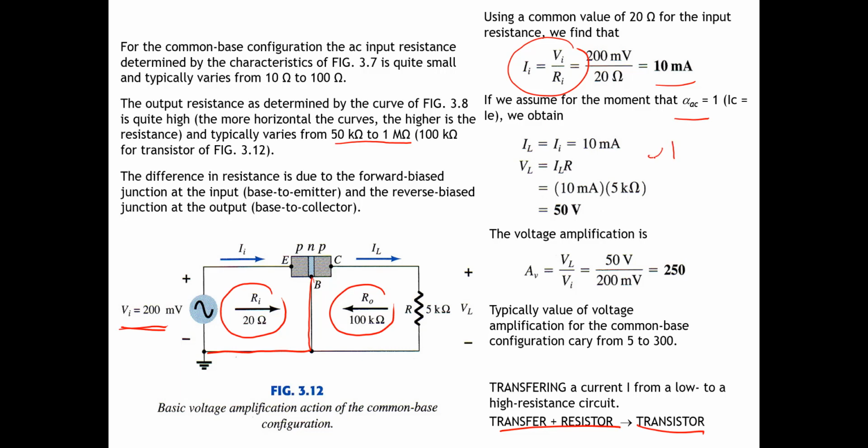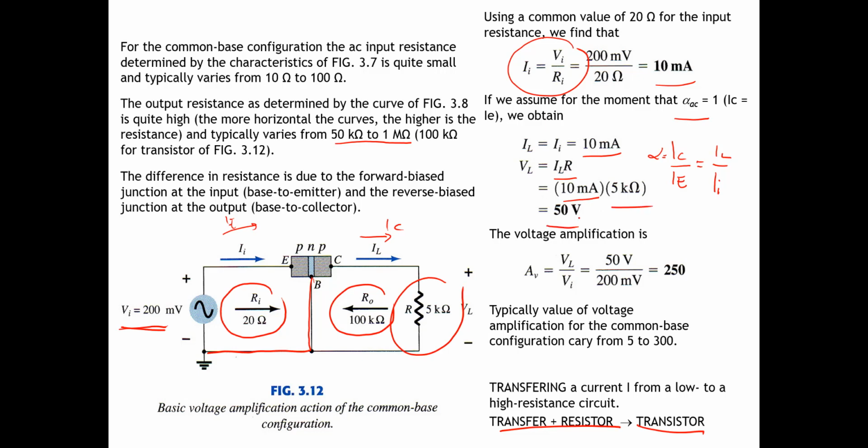Alpha is equal to IC per IE, like this one. This is the IC here, and this is the IE. So it's equal to IL per IE here. Because alpha is 1, IL is equal to IE, which is 10 milliampere. So VL, the voltage in the load, is IL times R. IL is 10 milliampere, R is 5 kilo ohm, so we got 50 volt.